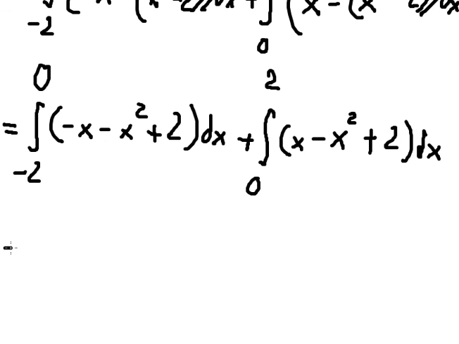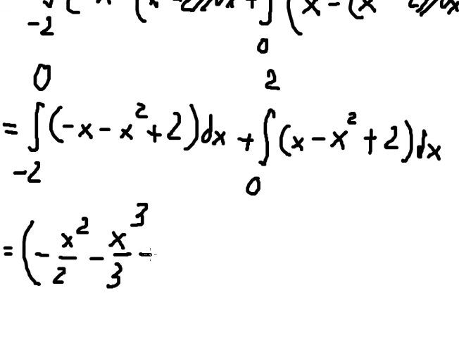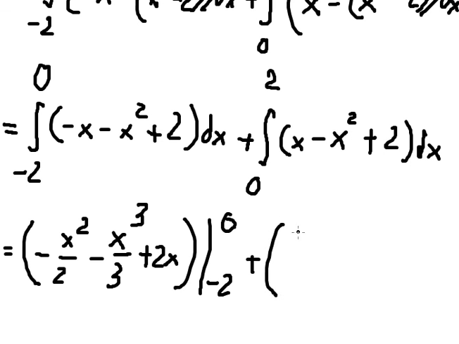And now we have the final answer. The integration of x, we have x squared over 2. The integration of x squared, we have x to the power of 3 over 3. The integration of 2, we have 2x. And we put the bounds from negative 2 to 0. Now we can do similar for this one.